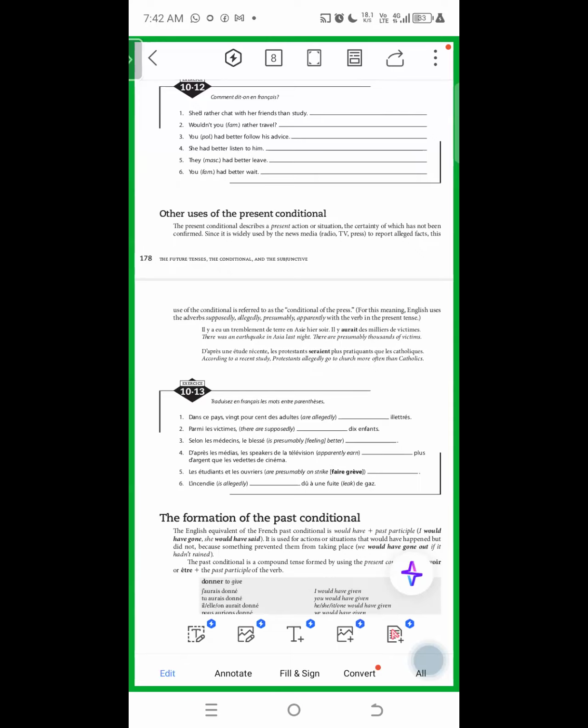Il y a eu un tremblement de terre en Haïti hier soir. Il y aurait des milliers de victimes. There was an earthquake in Haiti last night. There are presumably thousands of victims. So the press has their own language.